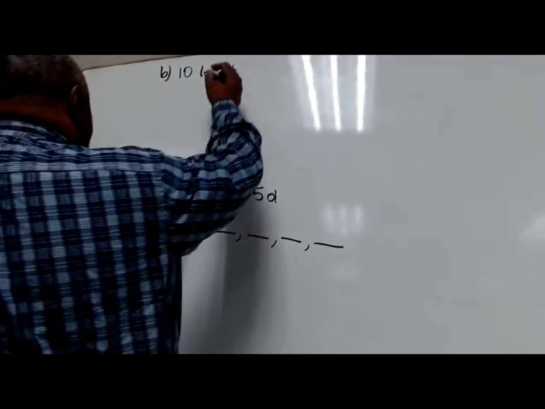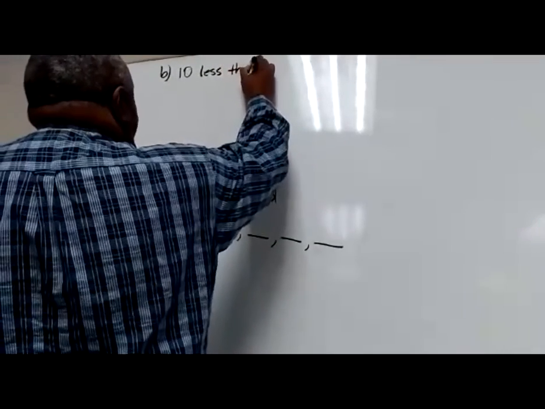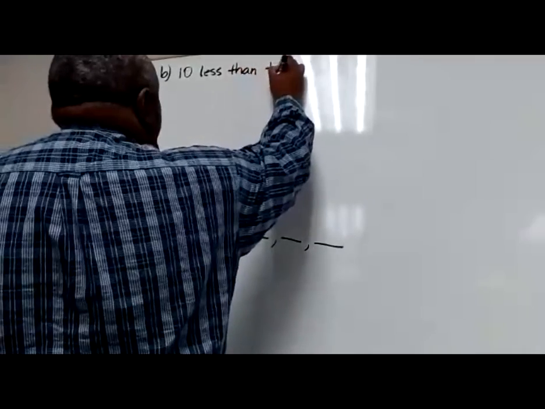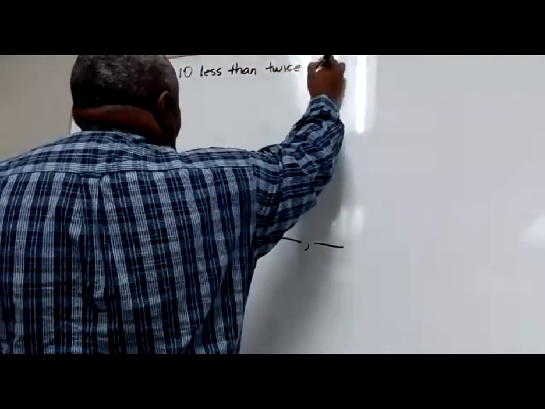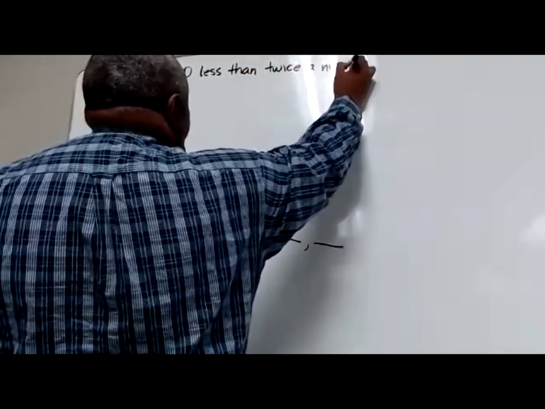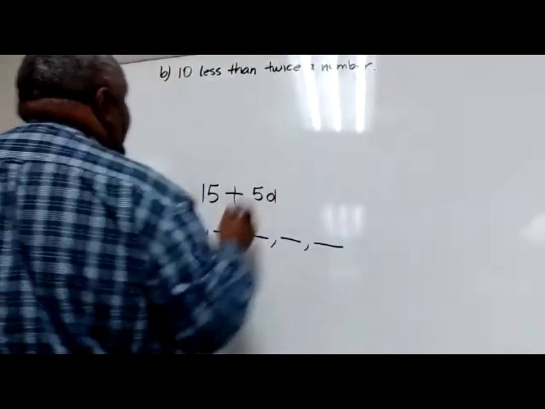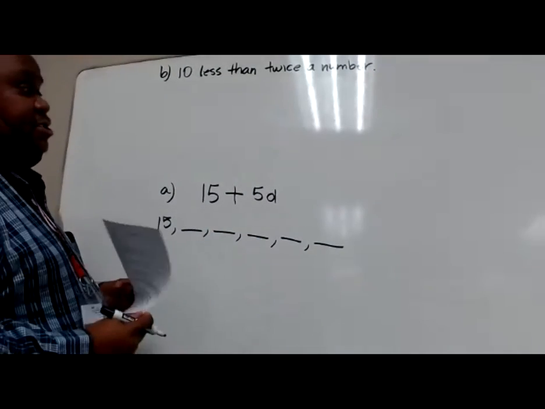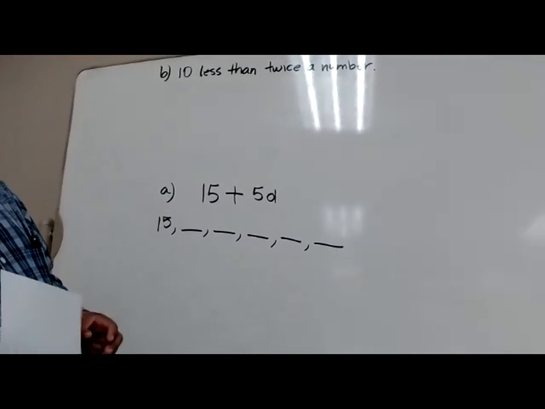Okay, now part B. 10 less than twice a number. Now you want to be careful how you translate that into an algebraic expression.